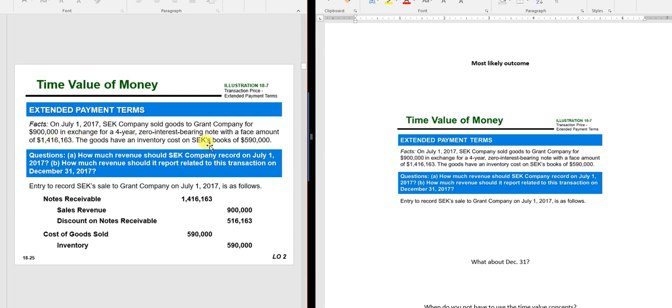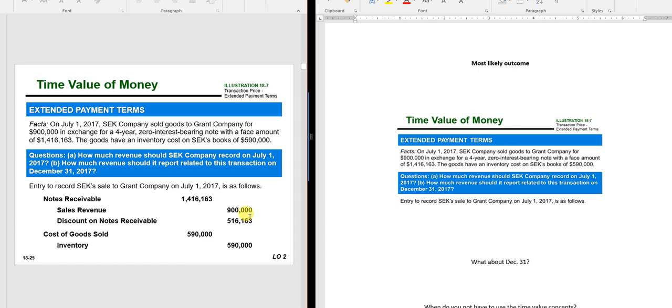The goods have an inventory cost of $590,000. So I'm going to jump down to this journal entry. Cost of goods sold and inventory is $590,000. I know that I sold goods for $900,000, so my sales revenue is $900,000. My notes receivable is $1,416,000. So my discount on my notes receivable is $516,000.